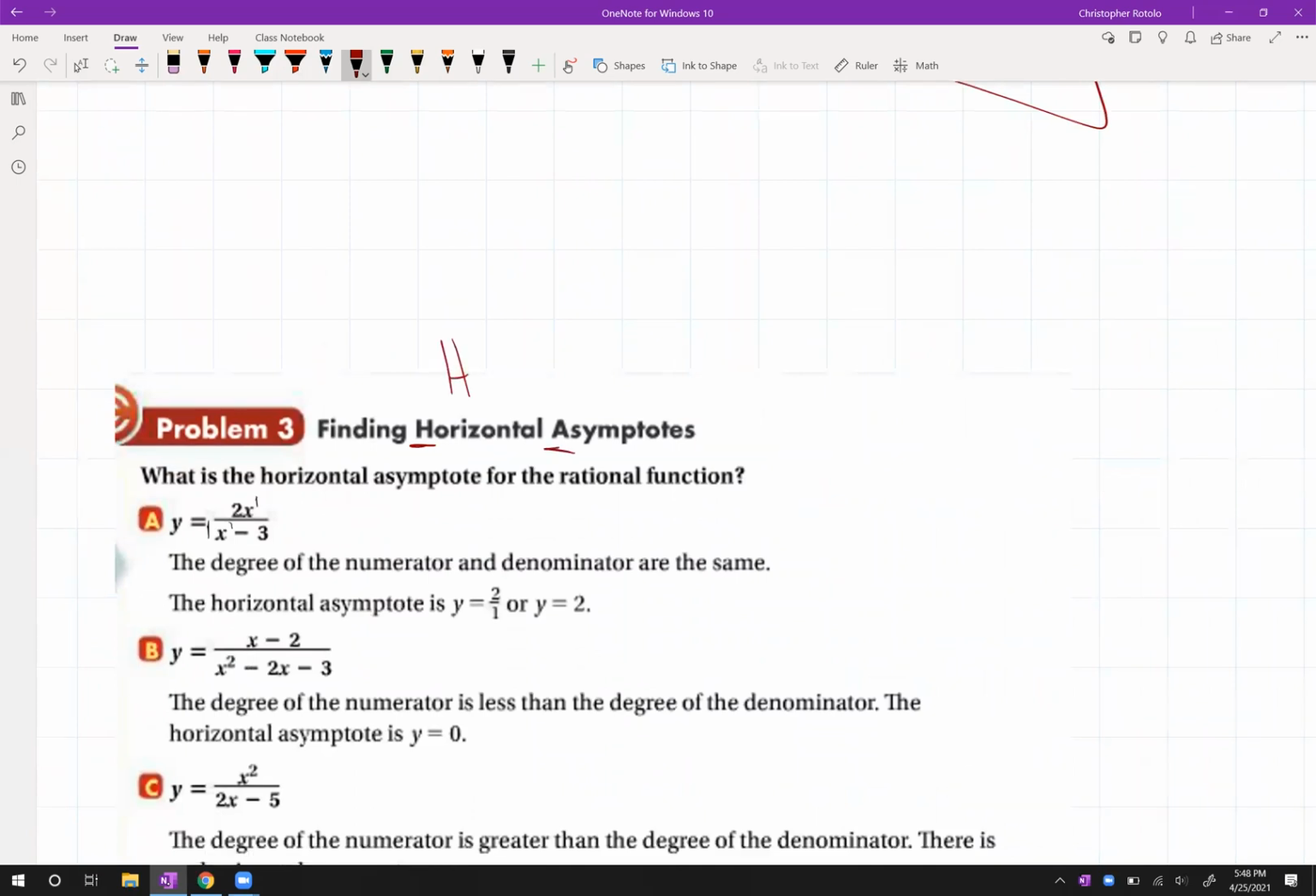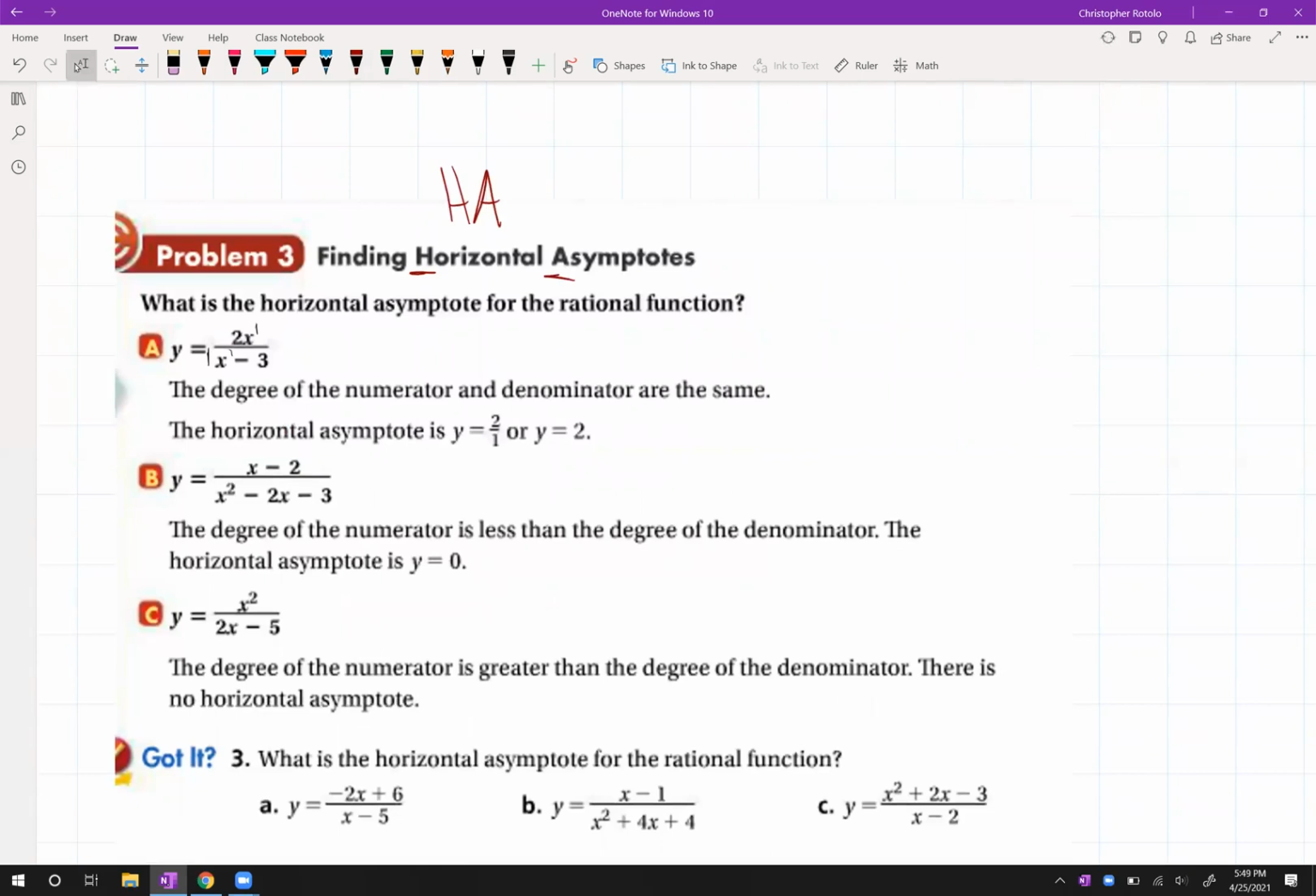HA, horizontal asymptote. Okay, now this one is going to be pretty easy, but you have to just memorize a couple of things, okay? Now, some of you know that I like baseball. So the first one, we're going to talk about the degree. Remember, the degree is the power. So I have the first power over the first power.